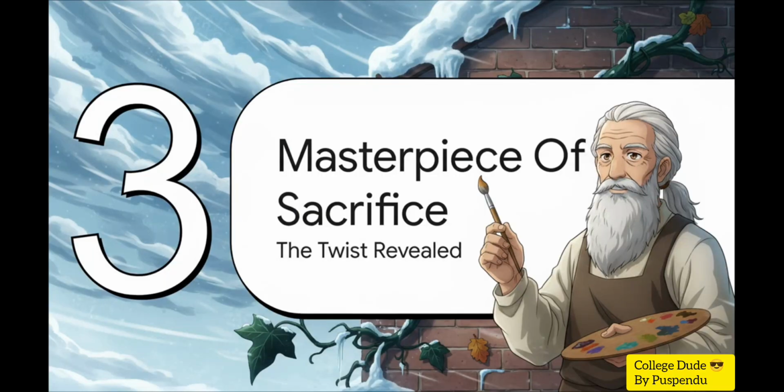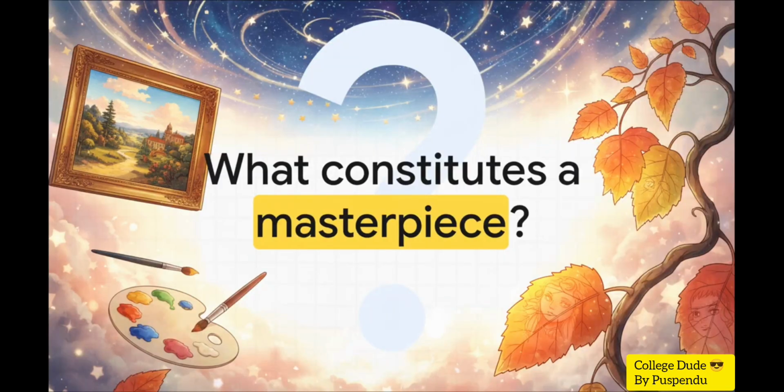Which brings us to Section 3, A Masterpiece of Sacrifice, The Twist Revealed. As a fierce, freezing storm rages outside Johnsey's window, threatening to tear away that single final leaf, I want you to ask yourself a question. What actually constitutes a masterpiece? Keep this in the back of your mind, because O. Henry is about to totally flip our fundamental definition of what true art really is.